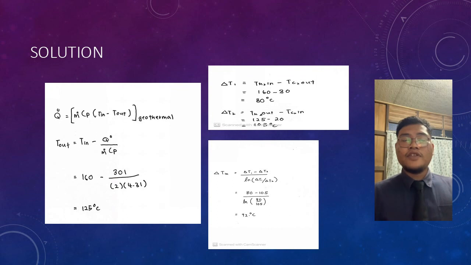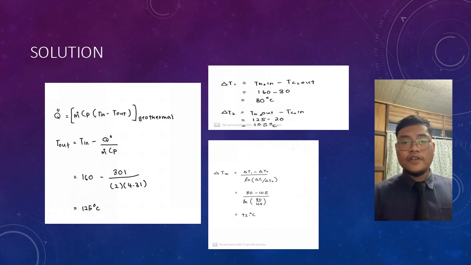The formula is the same, which is Q dot is equal to m dot times specific heat capacity times delta T. But in the delta T, we need to subtract the temperature in minus the temperature out. This is not the same as the Q dot for water, which is temperature out minus temperature in. In this formula, we need to rearrange again because we need to find the temperature out for the geothermal fluid. After we rearrange it, we get that temperature out is equal to temperature in minus Q dot over m dot times specific heat capacity.